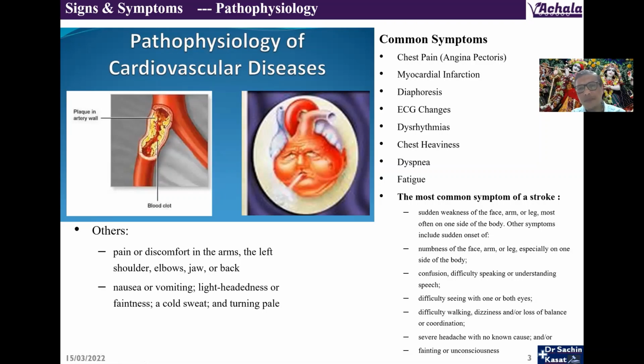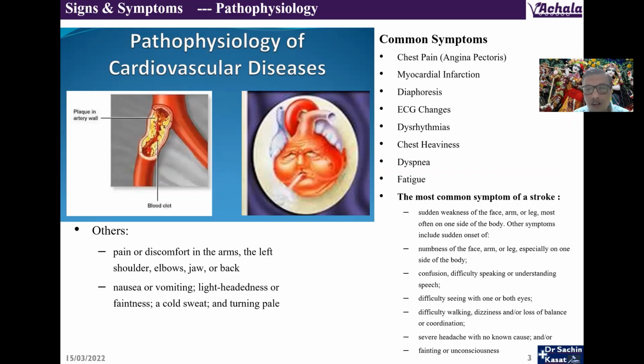Symptoms would be chest pain, which is called angina pectoris because it's on the pectoral muscle, and angina is pain. It could be myocardial infarction, diaphoresis, where you have these visual issues. There would be ECG changes, dysarrhythmias, your heart is not beating properly, chest heaviness, dyspnea, you feel shortness of breath, fatigue, because proper oxygen is not going, you're not getting that energy. So these will be very, very common symptoms.